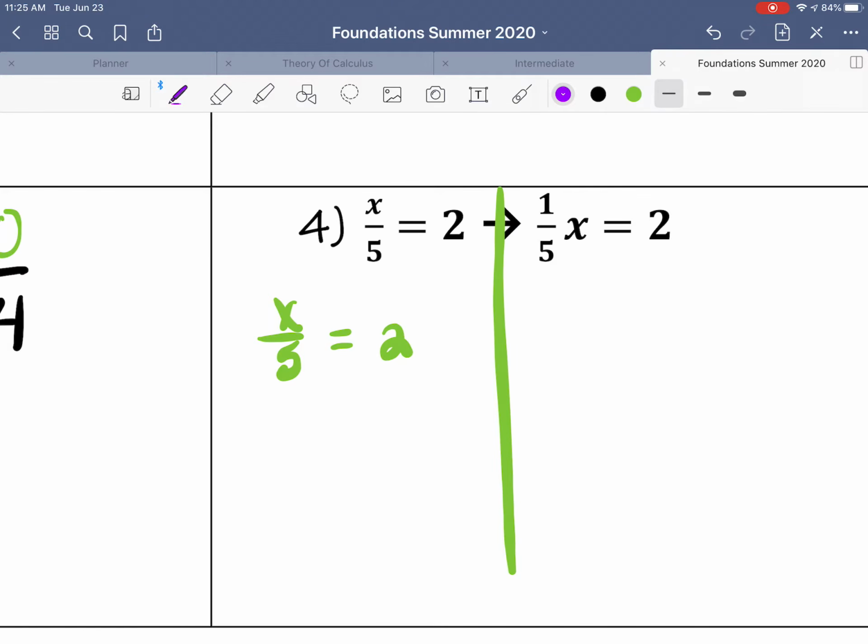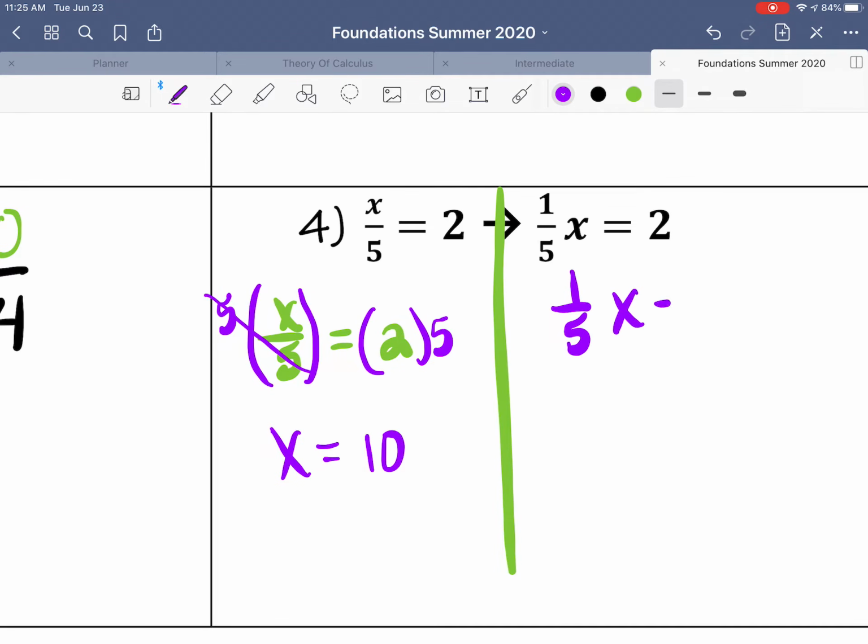They're really the same. This says x divided by 5. The opposite of division is multiplication. So we get x equals 10. Let's say it had been written this way. The multiplicative inverse of 1/5 is 5.